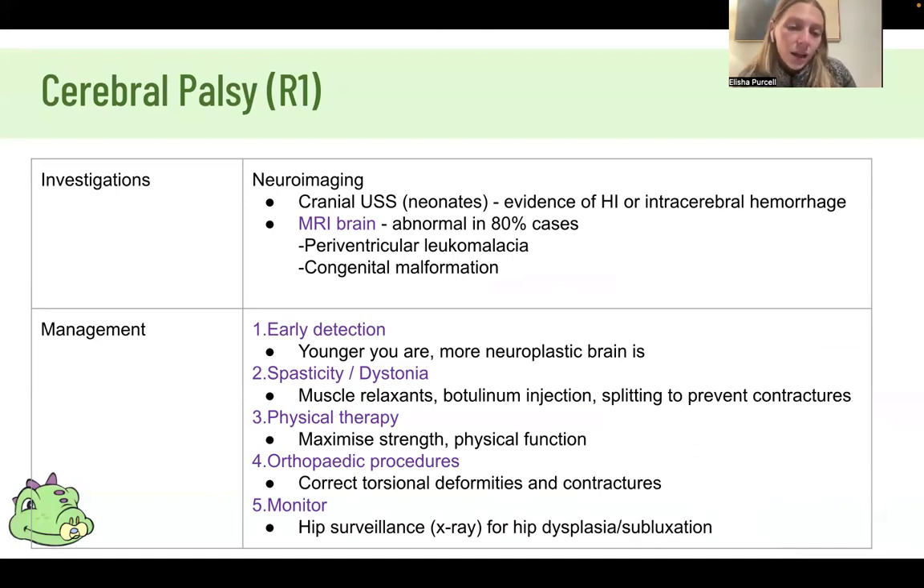Management, I think it's good to consider. Could be an OSCE and R1. So it's really 5 prongs. First, early detection. The younger you are, the more neuroplastic your brain is. So early detection is really important.